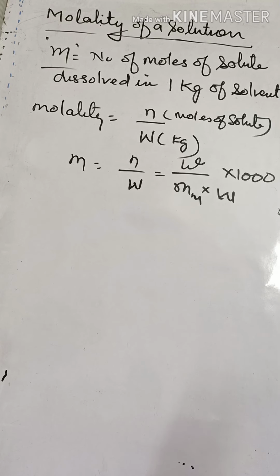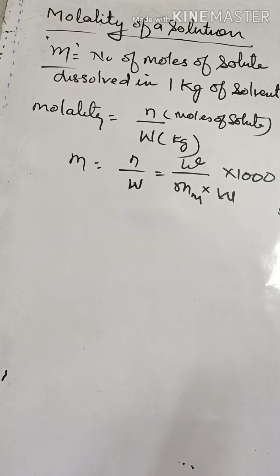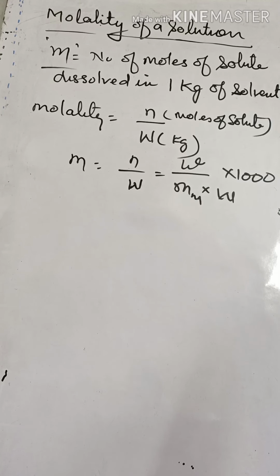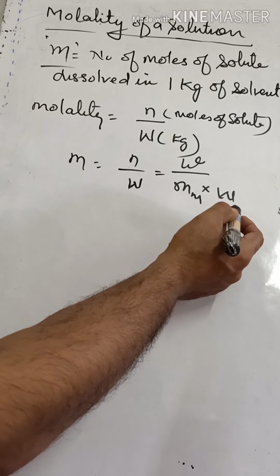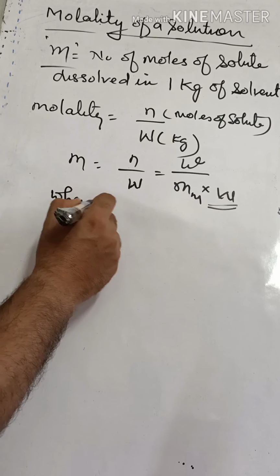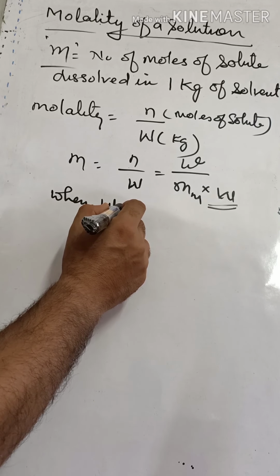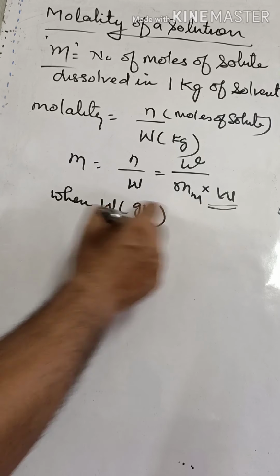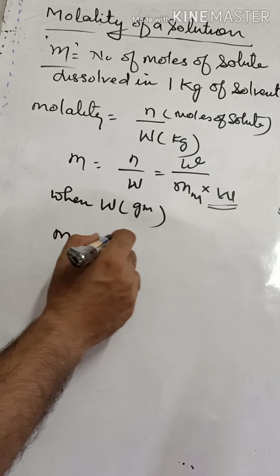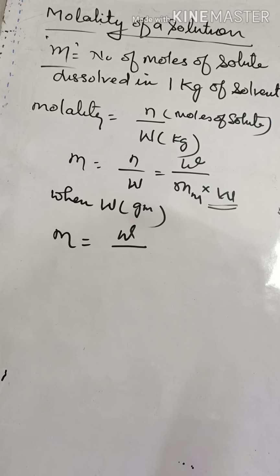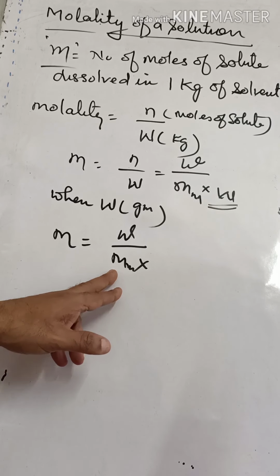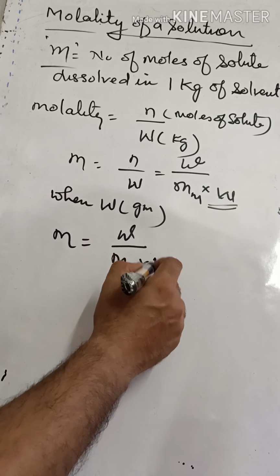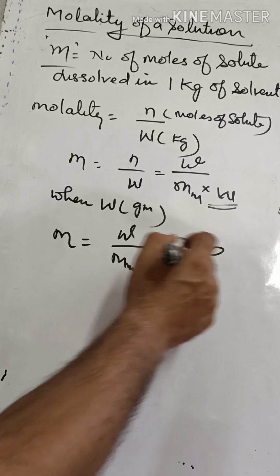If capital W means amount of solvent, that is water in case of aqueous solution, if it is in gram, and if it is in kg, then this is the formula. If the amount of solvent is in gram, then molality is equal to amount of solute in gram upon molar mass of solute, we can take here mm as the molar mass, and capital W into 1000.